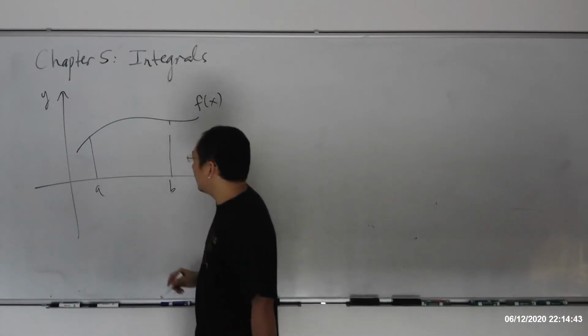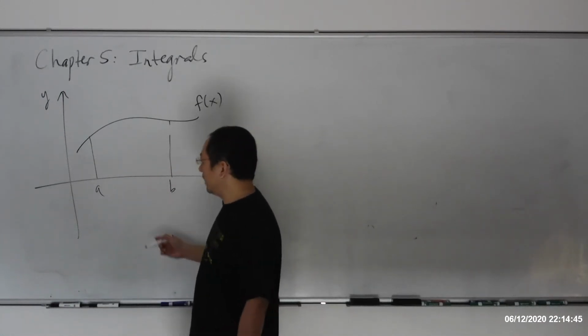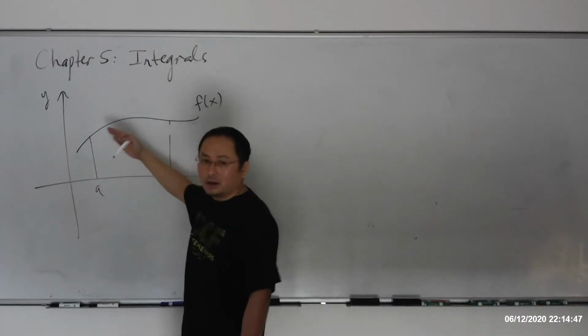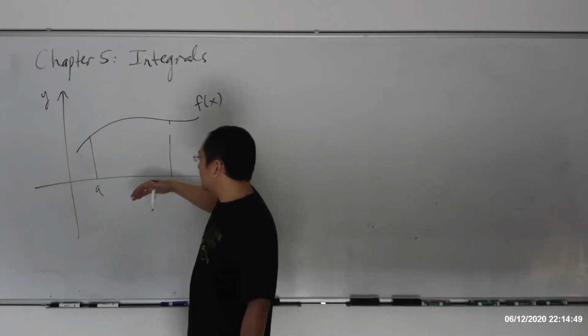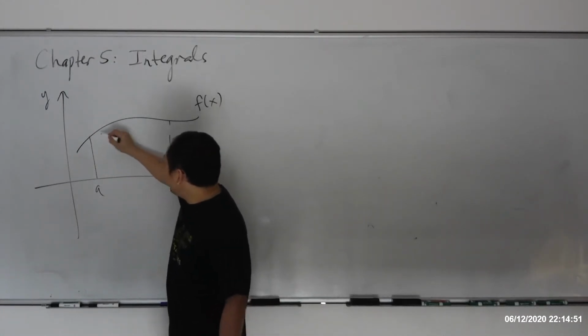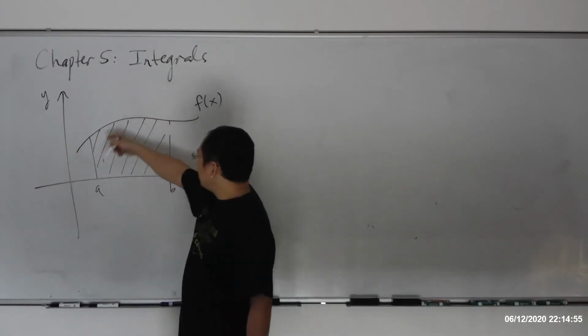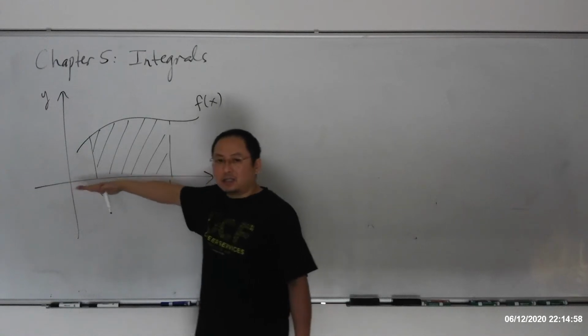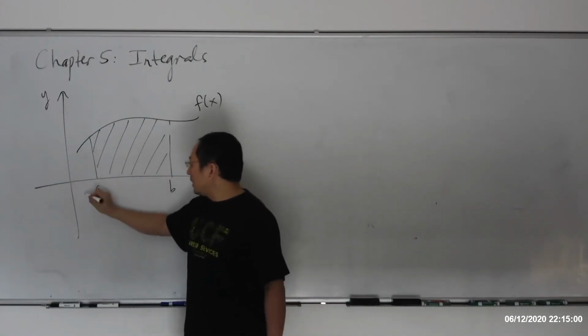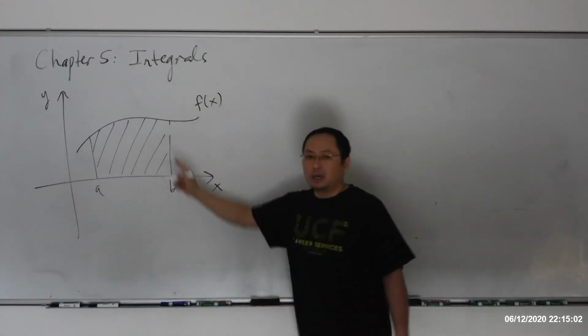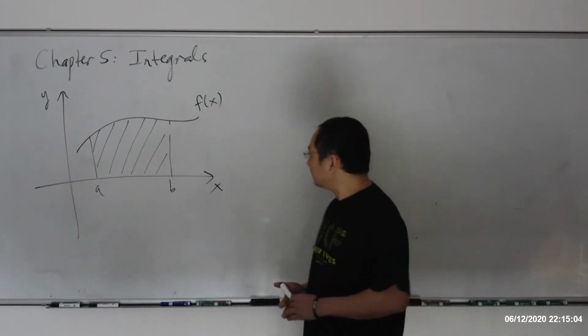But later on you can apply the same thing if it's below the x-axis, it doesn't matter, or a mix where a part is above and another part is below, it doesn't matter. What if I want to calculate the area bounded by the function f of x, the x-axis, and the two vertical lines, x equal to a all the way to x equal to b? This is the area that I can calculate.